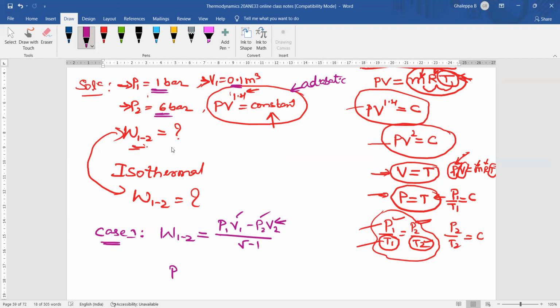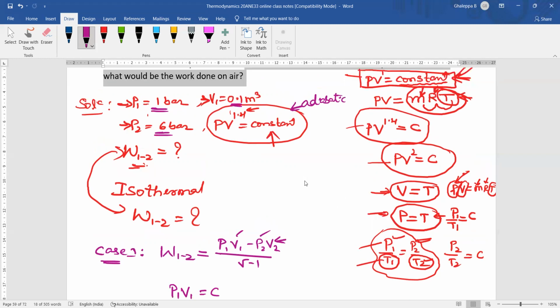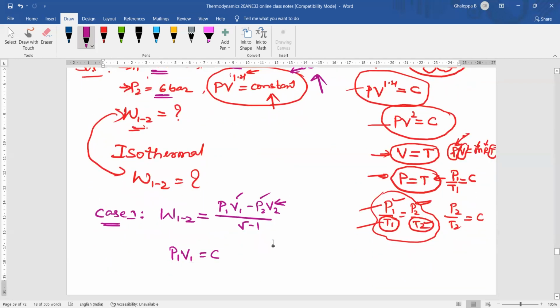P1 V1 equals constant, P2 V2 is constant. Wow. This is for the isothermal process. What is the name of the process he has given here? Adiabatic, sir. So something you have missed out here.